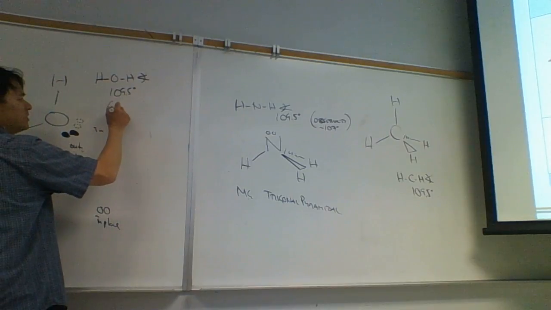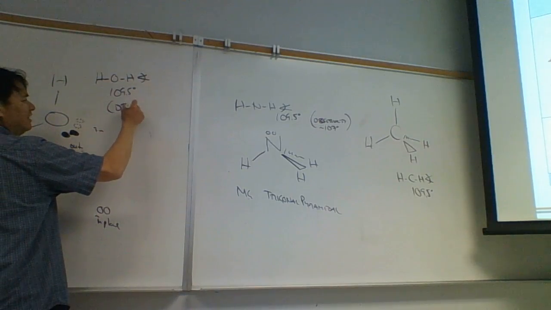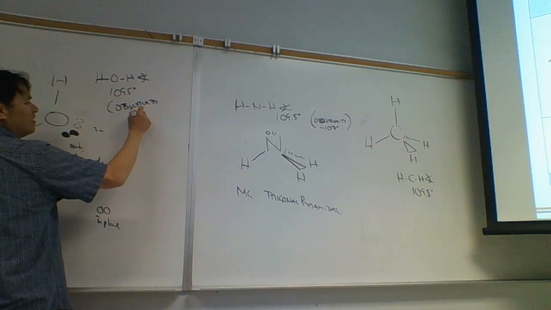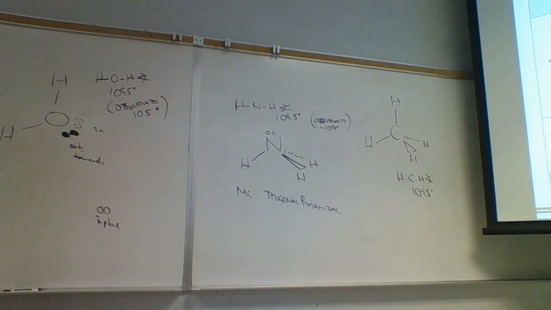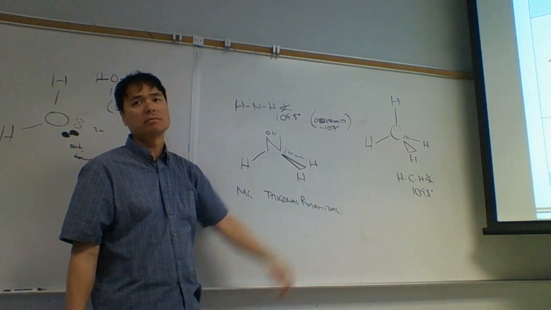Well, the actual observed angle is not. The observed angle is about 105.5 degrees. Let's say about 105 degrees. Why? Well, do you see a little pattern here? Each lone pair kind of distorts the angle by roughly about what? Each lone pair distorts the angle or pushes it in by about 2 degrees. This is just rough. So we got 2 lone pairs at 4 degree distortion in the bond, 1 lone pair here about a 2 degree distortion in the bond angle.